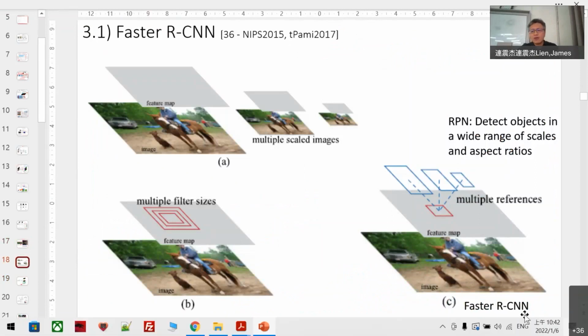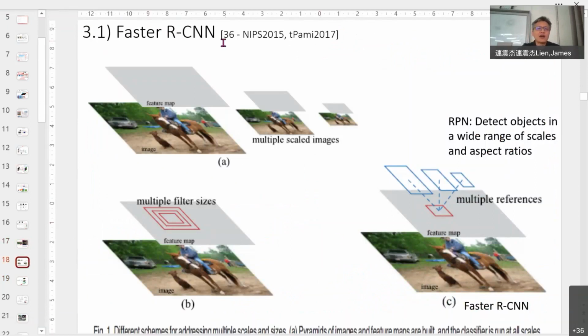Good. So we start to talk about our major topic, Faster R-CNN. So Faster R-CNN is here. We want to directly detect the object using a region proposal network.